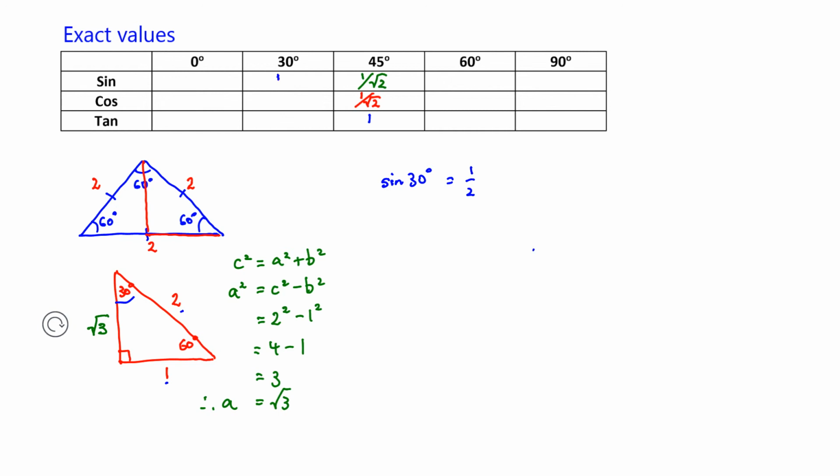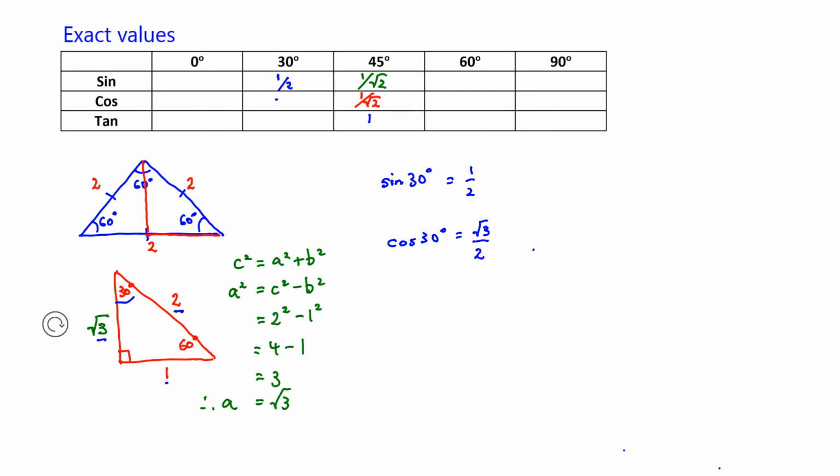Cos of 30 can also be determined. Cos is adjacent over hypotenuse. Now our adjacent is this calculated value we've just found over our hypotenuse of 2. So cos of 30 would be the adjacent root 3 over the hypotenuse of 2. And once again, I'll mark that in.